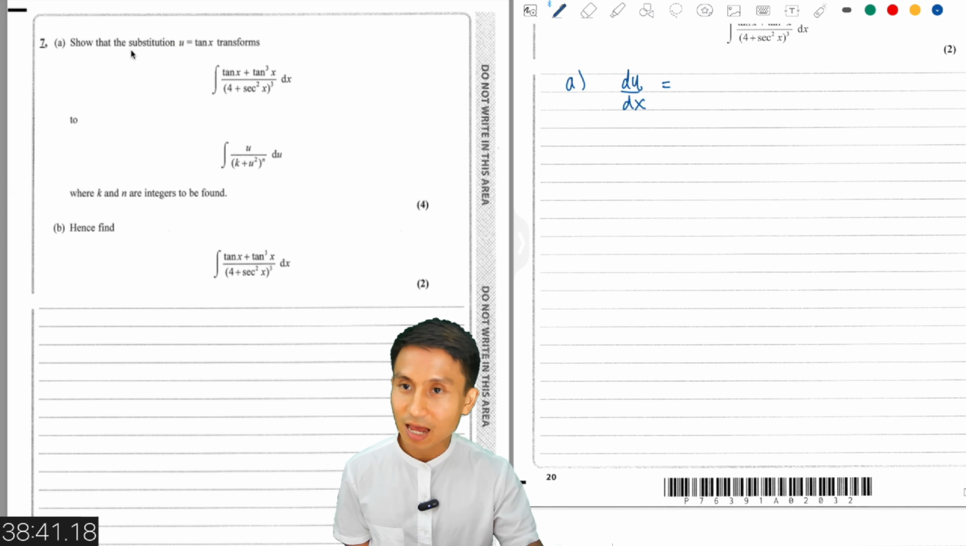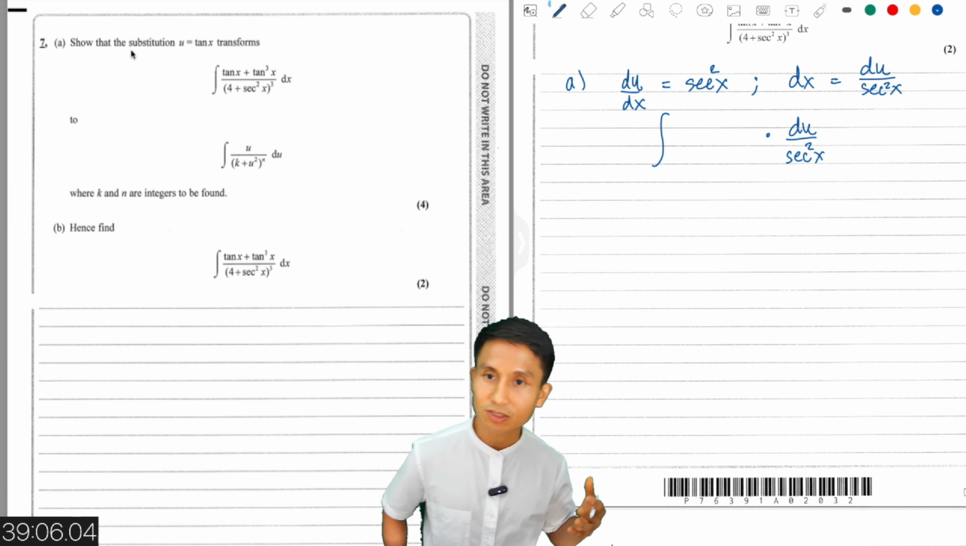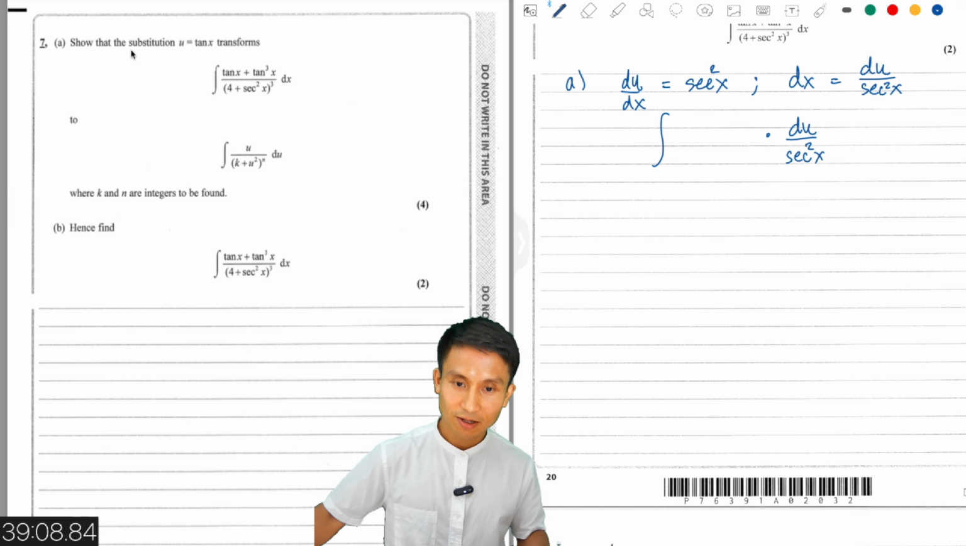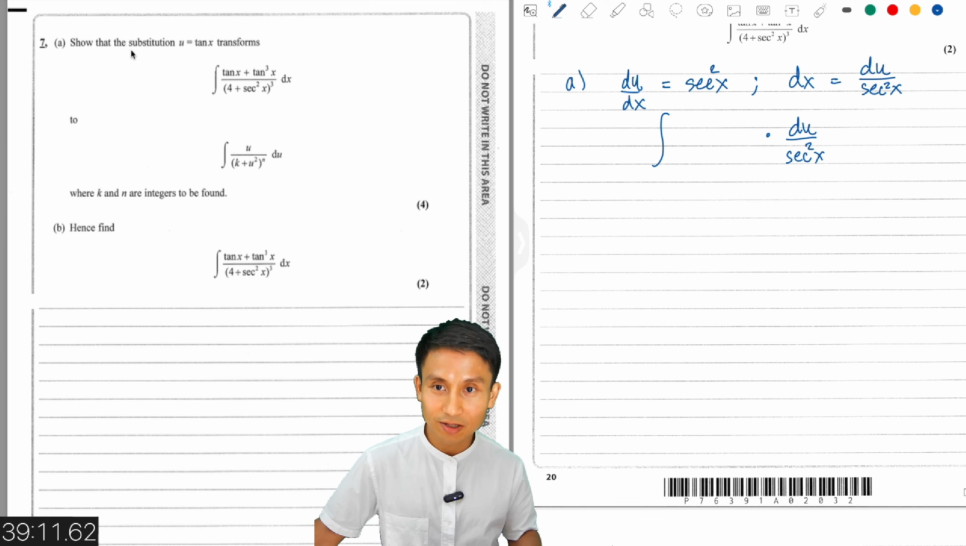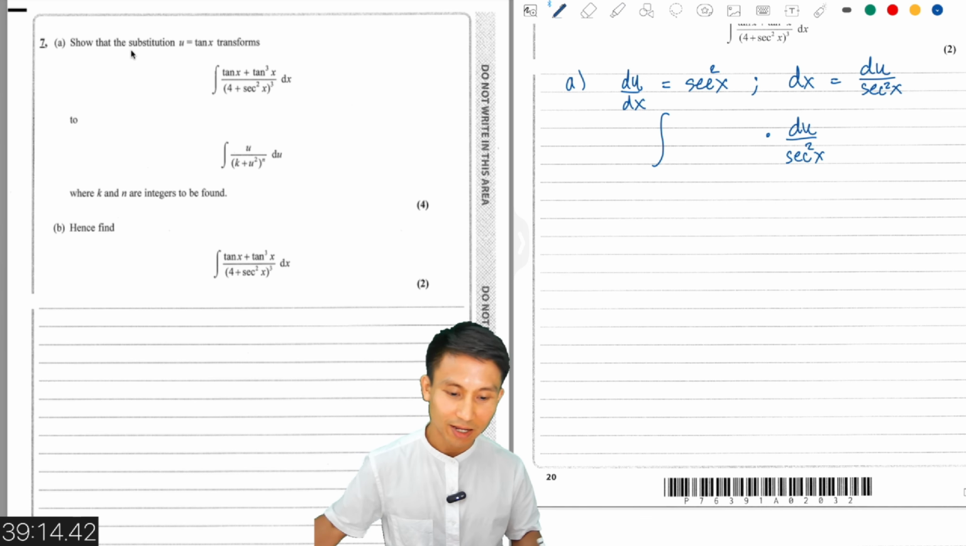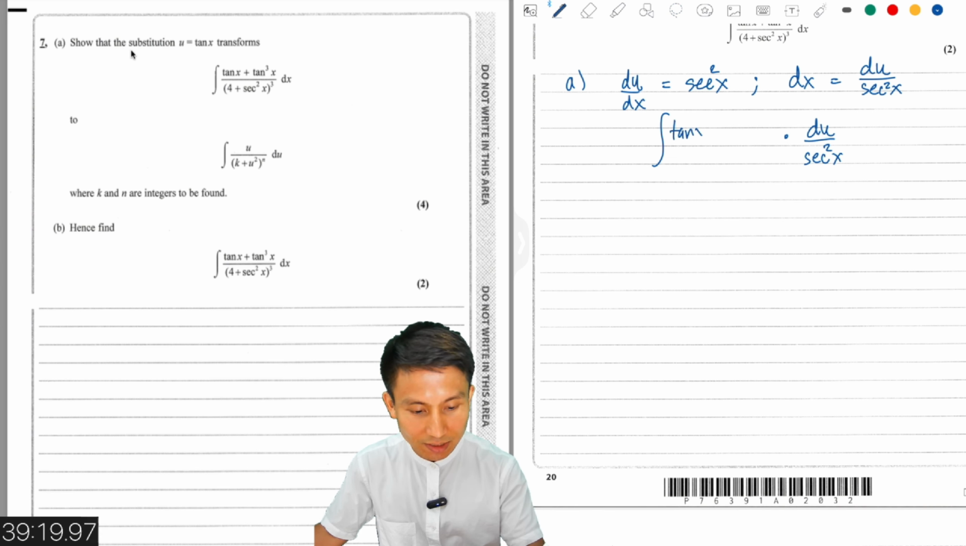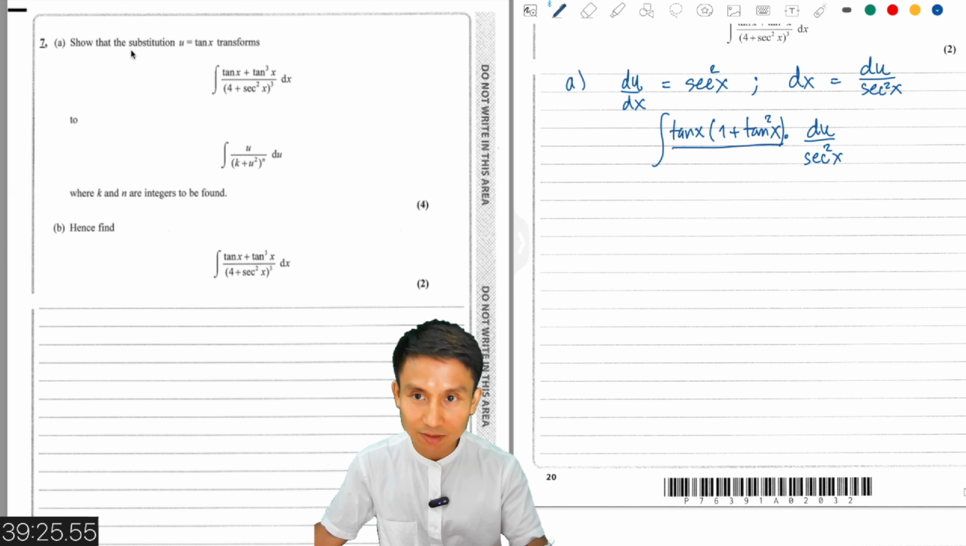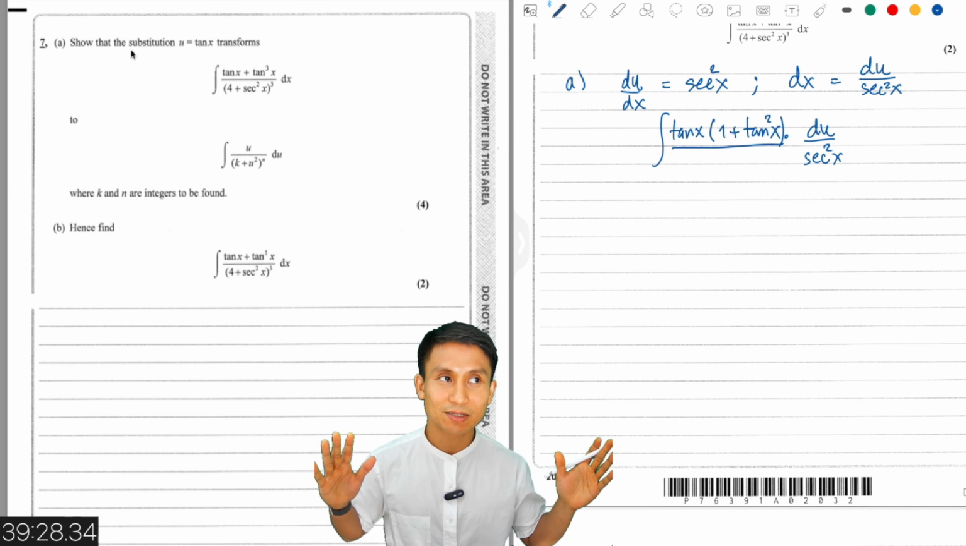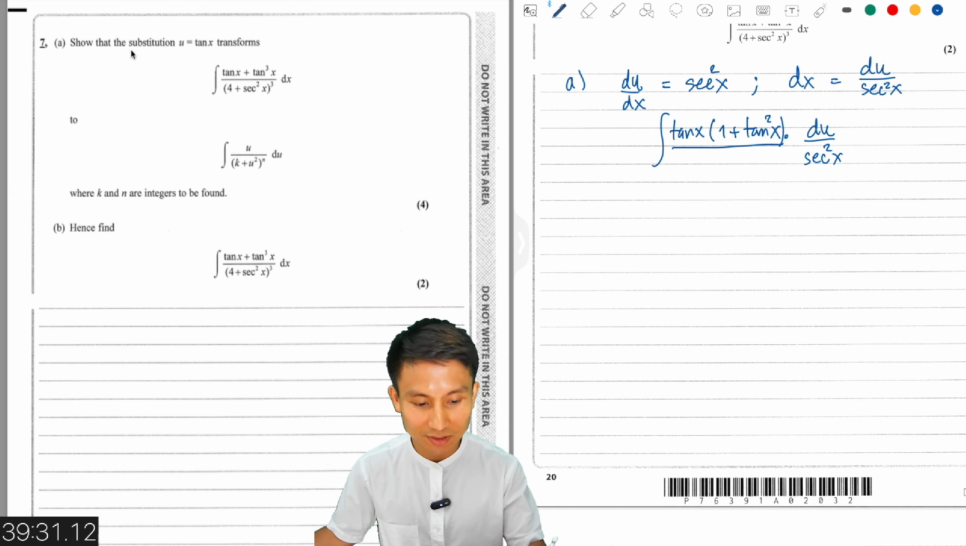Okay? And then let's put dx as du over sec squared x first, because that's just to see if there's any cancellation. But doesn't seem like there is, so I'm not going to do that yet. But okay, I see something here. If I put tan x outside, the inside will be just 1 plus tan squared x, right? That's a bonus, because 1 plus tan squared is sec squared, so it's going to cancel there, guys. And 4 plus sec squared x, well, let's keep this first.